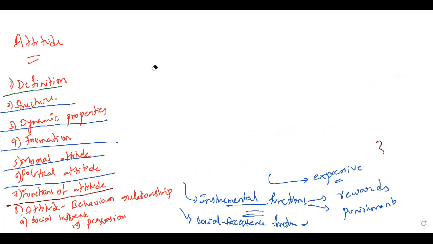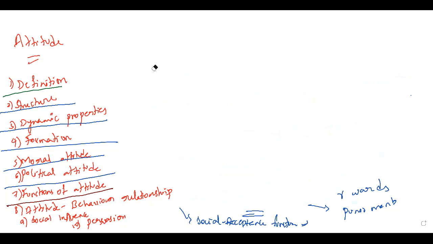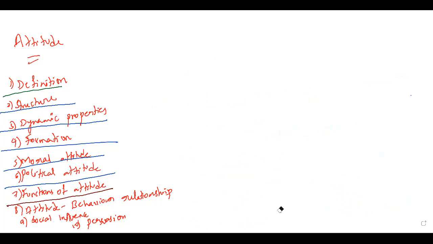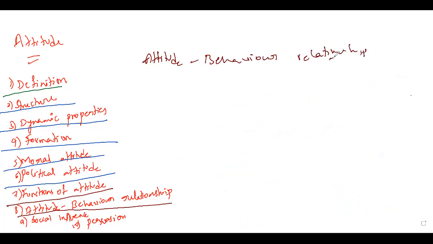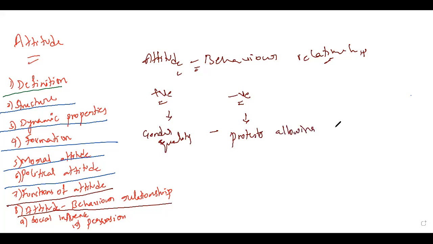Tell me the relation between attitude and behavior. The way I'm explaining with examples, in the same way you are supposed to write the answers. That is the reason I'm explaining with examples. Now, attitude-behavior relationship. I can have a positive attitude but a negative behavior. Same thing, I favor gender equality, and yet I won't go and participate in the protests for allowing women in the Sabarimala temple. And sometimes the attitude is negative, but the behavior is positive.